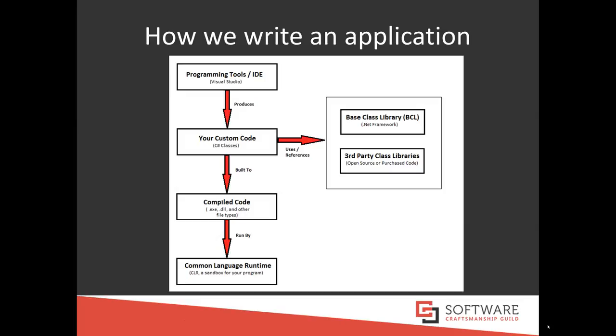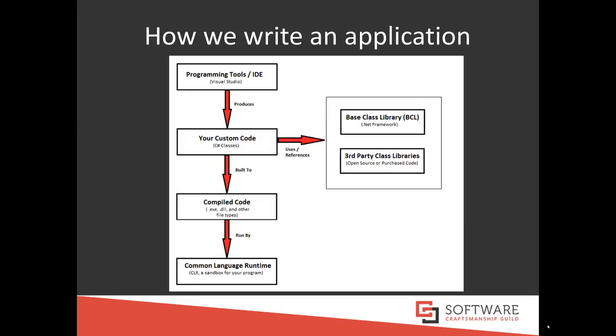There's also third-party class libraries. We can download open source code or even purchase code from software vendors that we can include in our project to automate common tasks. A good example of this is working with Microsoft Office. There is a whole library of Office utilities out there that if we install in our project, we can automate working with Excel and Word and Access through our C# code.